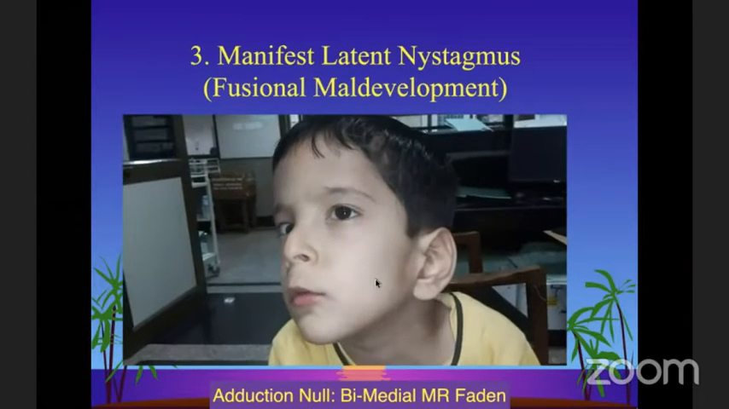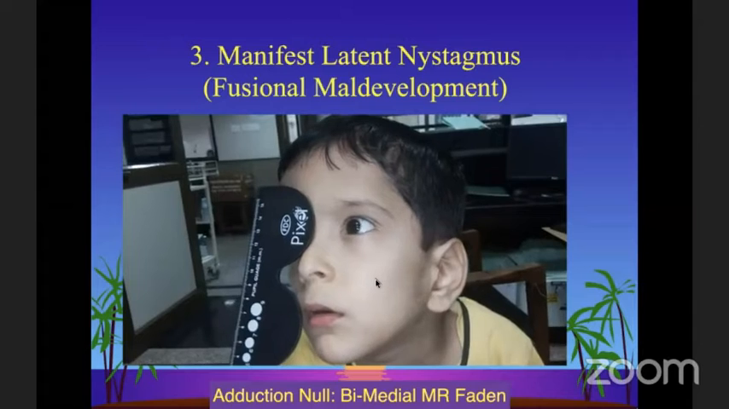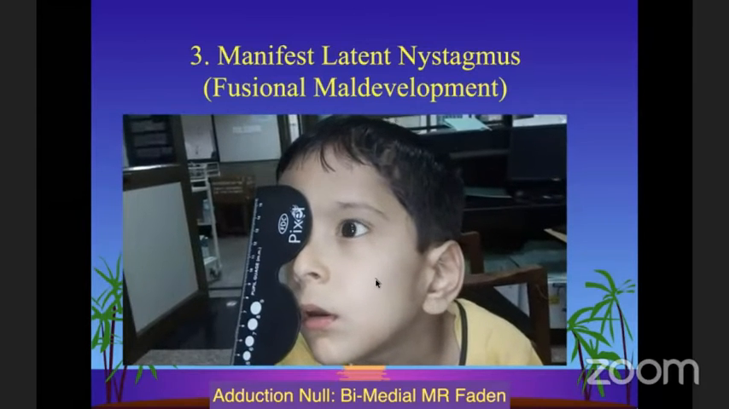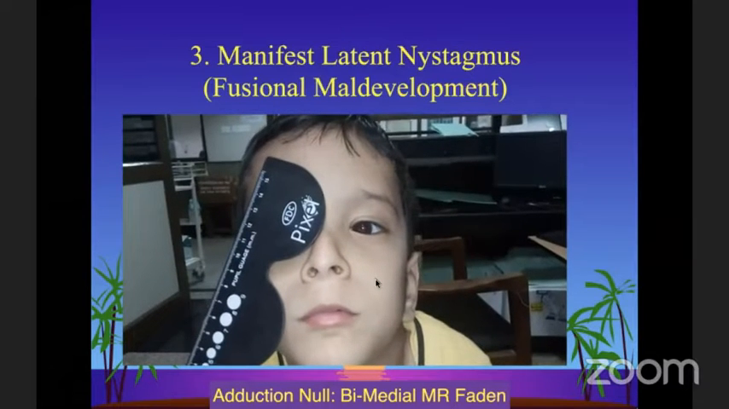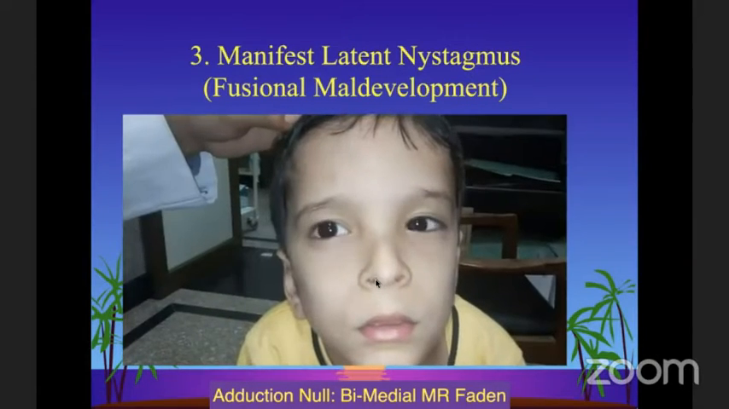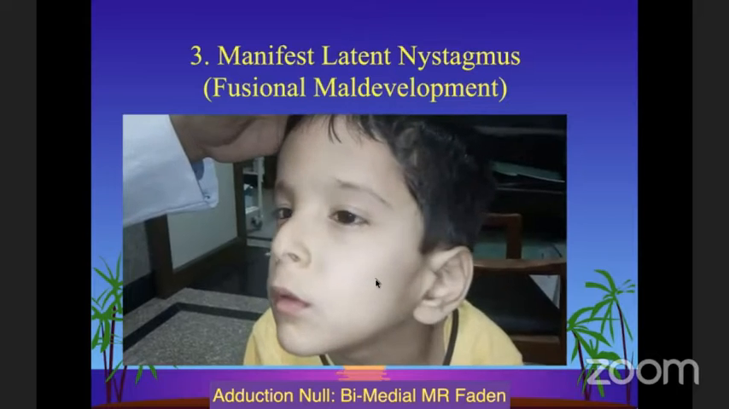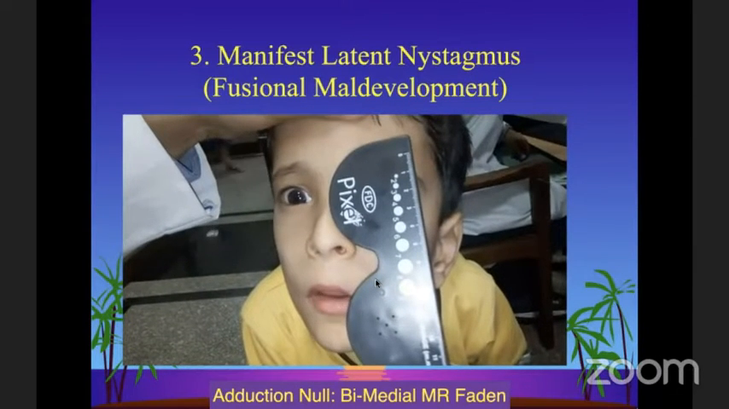Now he is fixing with the right eye. I covered the right eye. Now what happens? He is going to switch his face turn and take up the left adduction null. So this is typical of a manifest latent nystagmus, whereas the first one which you saw was maintaining the head posture, so it was an eccentric gaze.